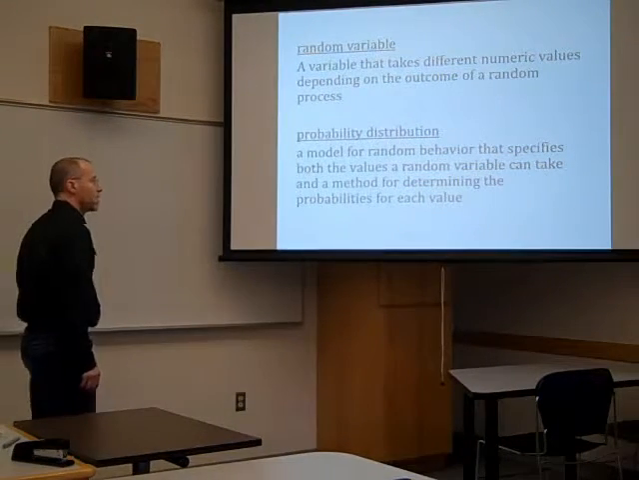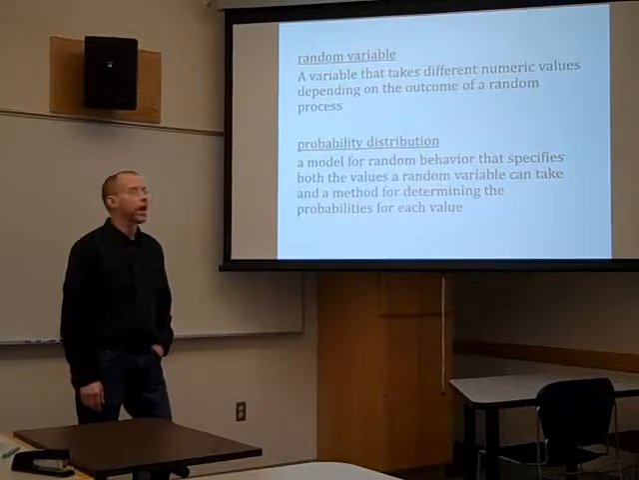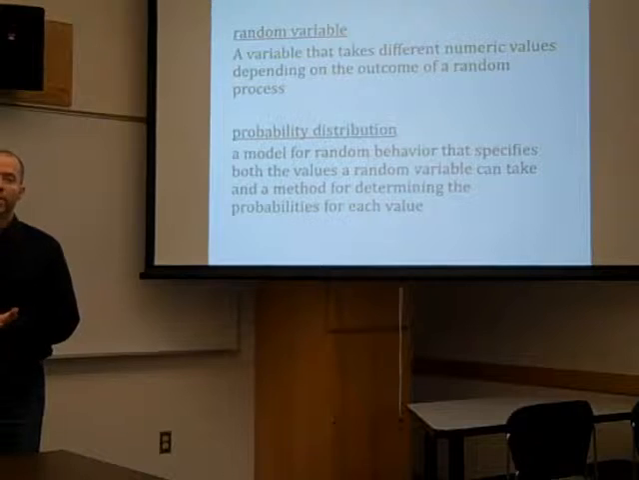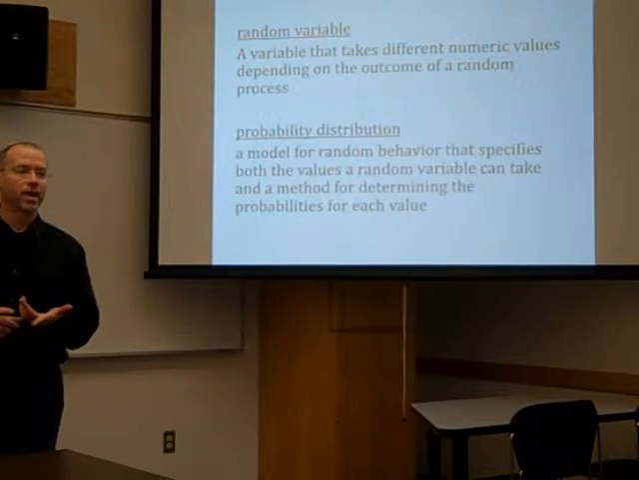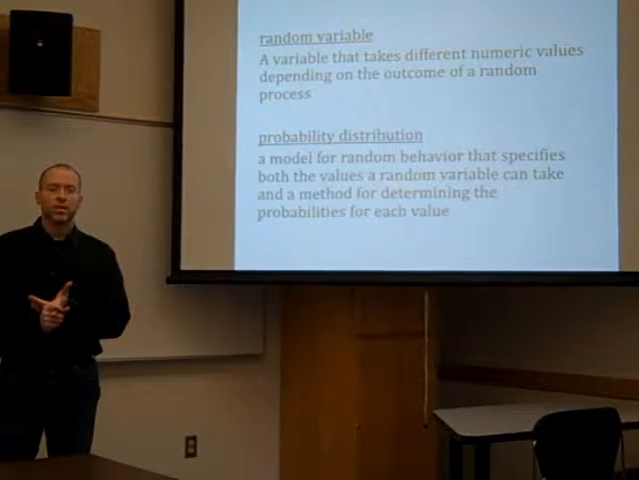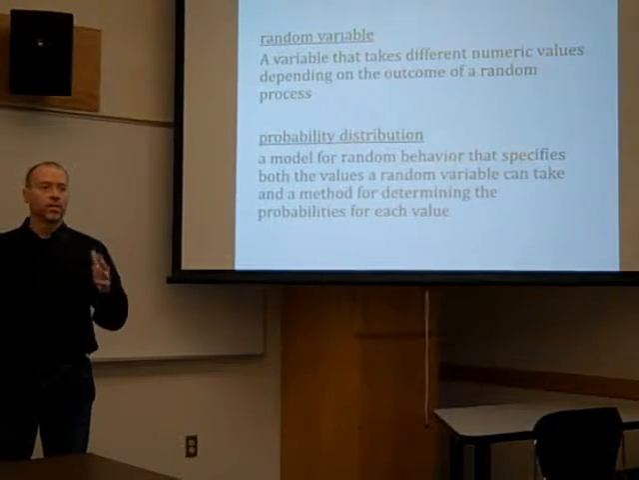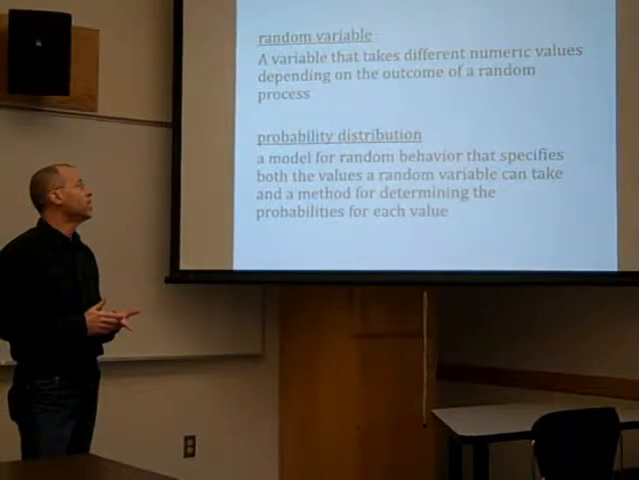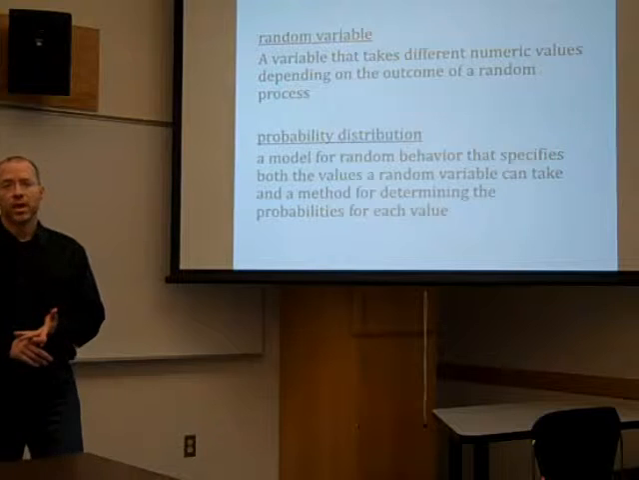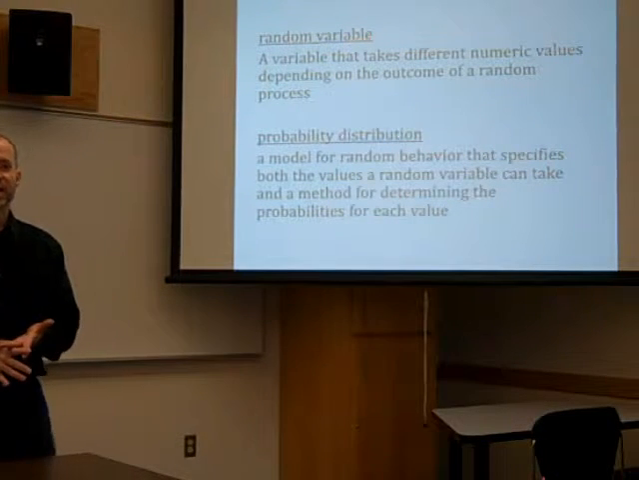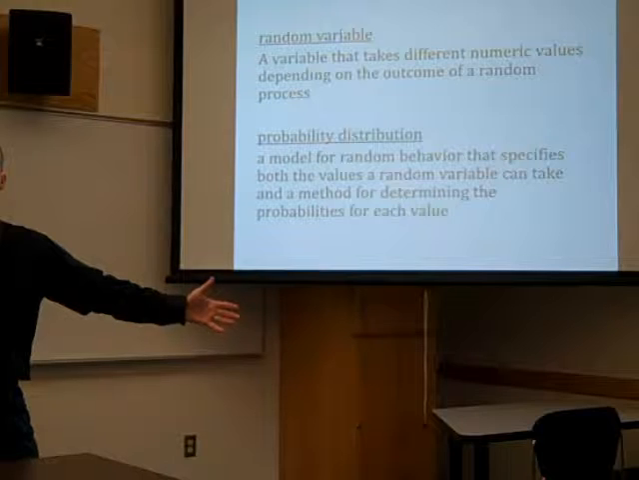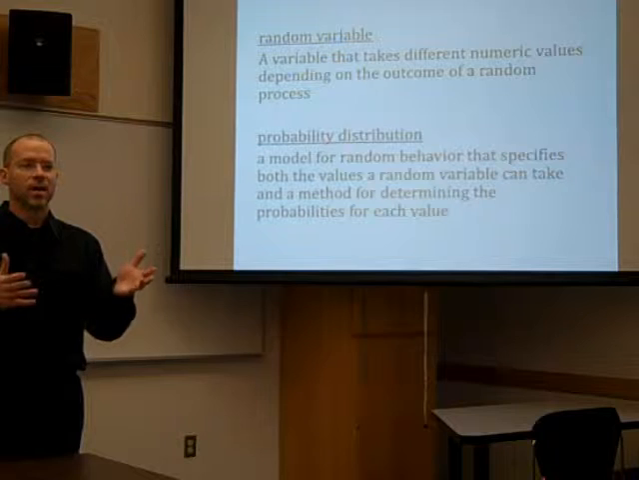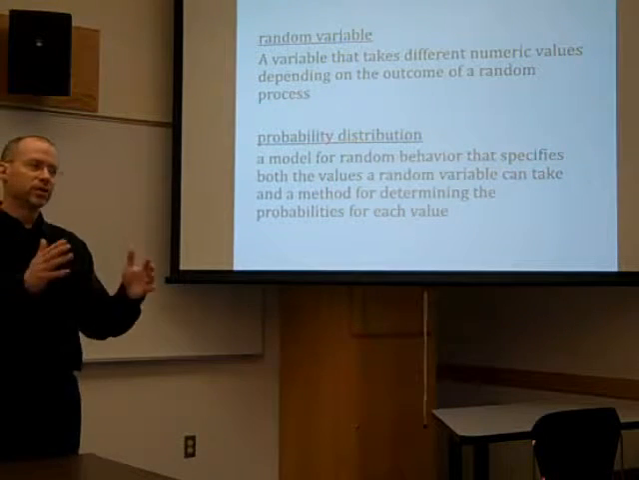A couple of the major ideas or terms from the chapter. A random variable, as opposed to the variables that we talked about in Chapter 1 and Chapter 2, where you just had a variable being some value that would take different values in different situations. Here we're thinking about a random variable being something that takes different numeric values depending on the outcome of a random process. So there's some kind of random process occurring, and as a result of that process, you have some value that varies as a result of the process.